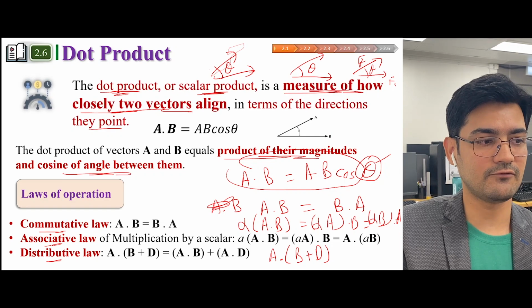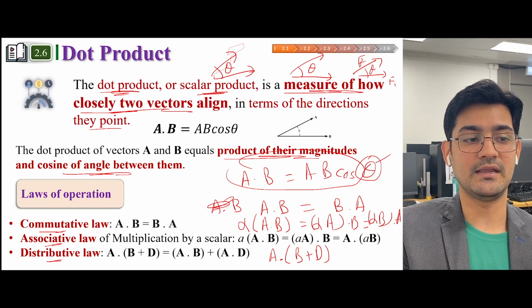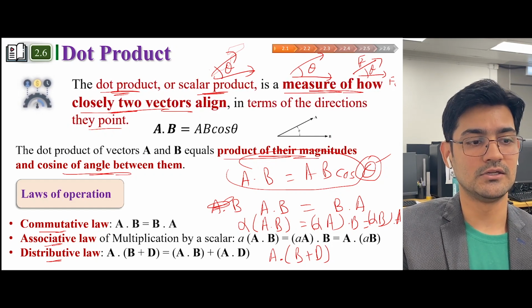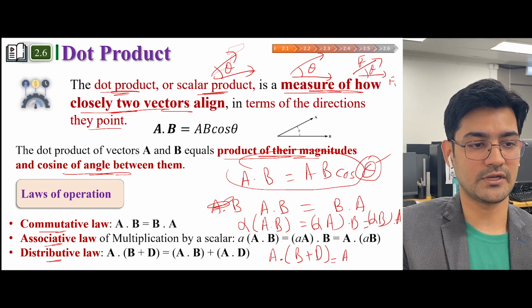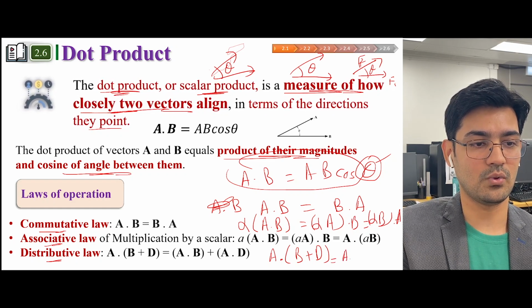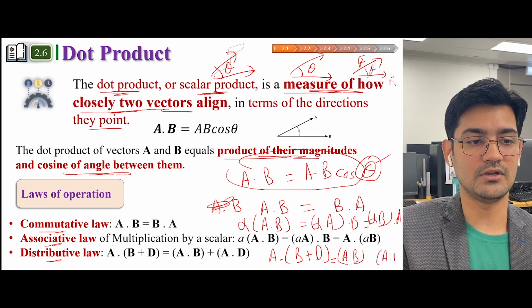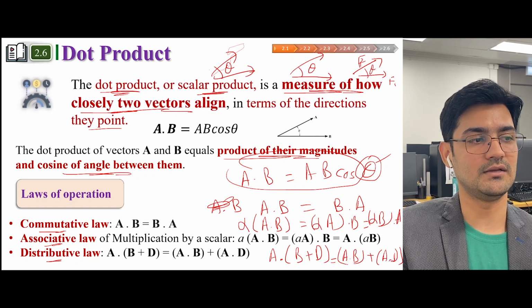The distributive law states that you have two vectors b and d which you're going to add, and then you're going to take a dot product with a. You can also write this as a dot product of a with b, plus a dot product of a with d, and then you just add them up. So the result would be the same.